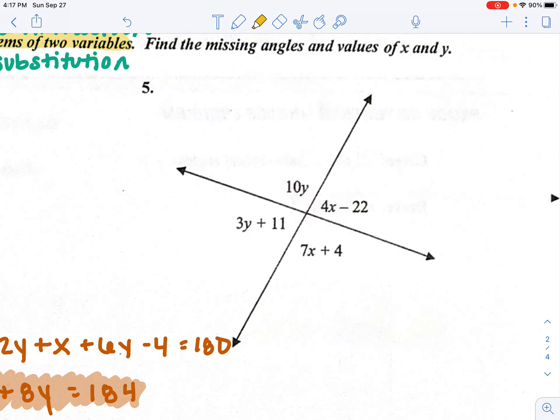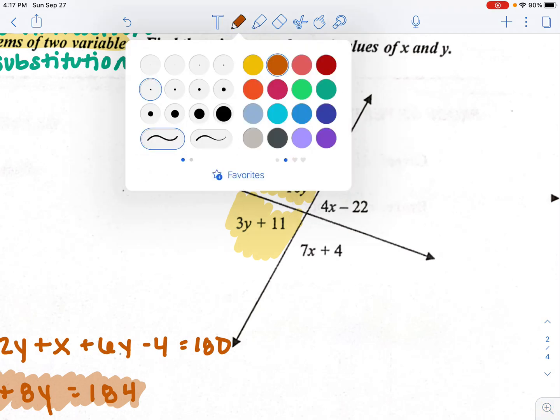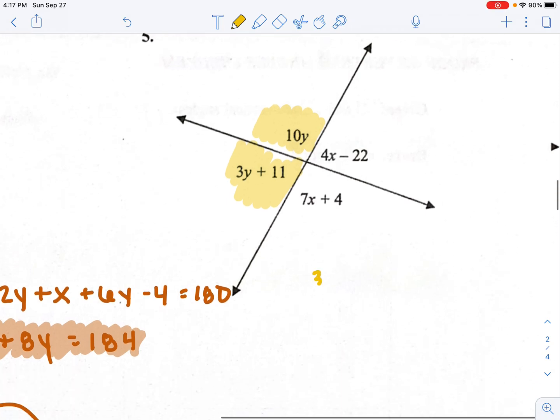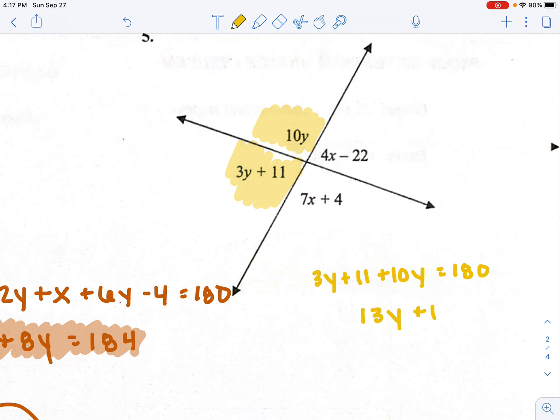So let's look at the angles that have y in them. I've got 10y right here, and I've got 3y plus 11. Do you think it's possible for us to write an equation with those two angles? I would say yes. What type of angles are those two? They're a linear pair, which means they add up to 180. So I can say 3y plus 11 plus 10y equals 180. I've got 13y plus 11 equals 180.